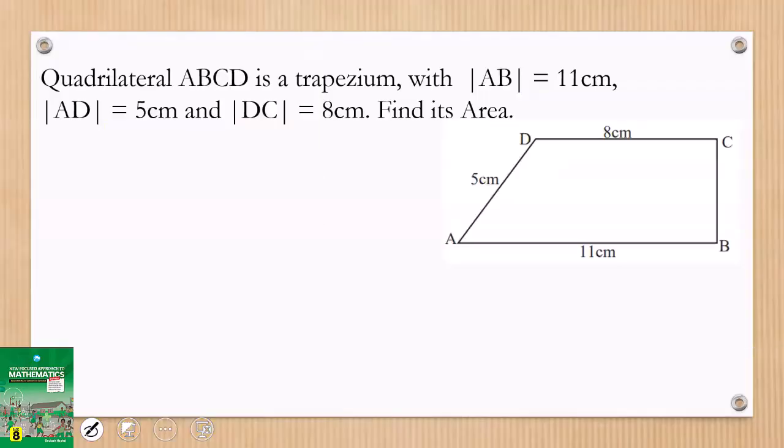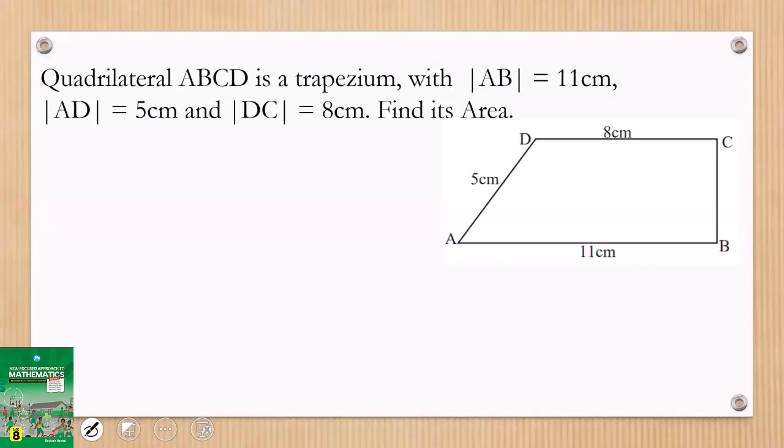Let's say a question like this is given: a quadrilateral ABCD is a trapezium with the distance AB given as 11, AD is 5 centimeters, DC is 8 centimeters, and we want to find the area of this quadrilateral. Where do we bring Pythagoras theorem? Since this is a quadrilateral, it's not a triangle. In solving this, we have the option of using the formula for finding the area of a trapezium, but we wouldn't do that because we want to see where we can apply the knowledge of Pythagoras theorem.